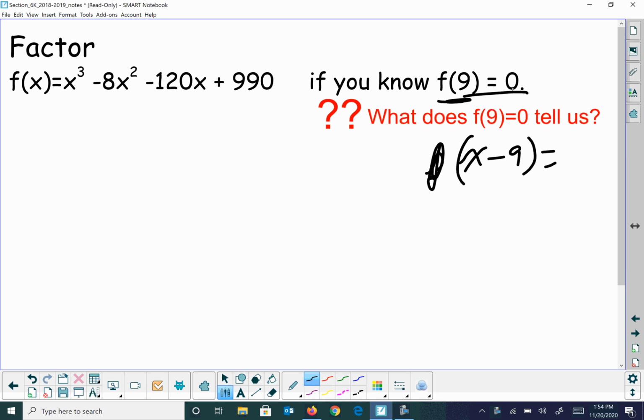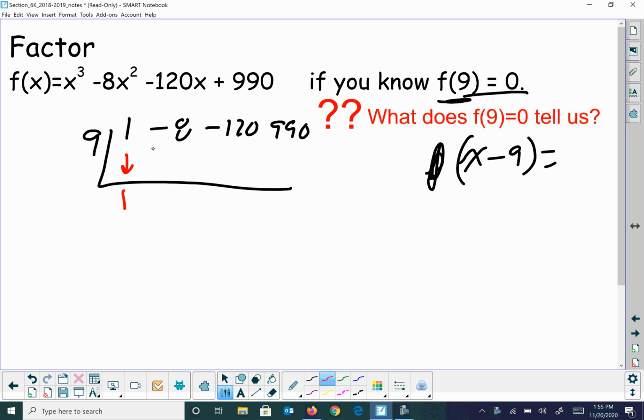So what we're going to do is go ahead and use synthetic division on here. I'm going to divide by 9. So I have 1, negative 8, negative 120, and then 990. Bring this straight down. 1 times 9 is 9. Add straight down. I get 1. 1 times 9 is 9. Bring that down. That gives me negative 111.